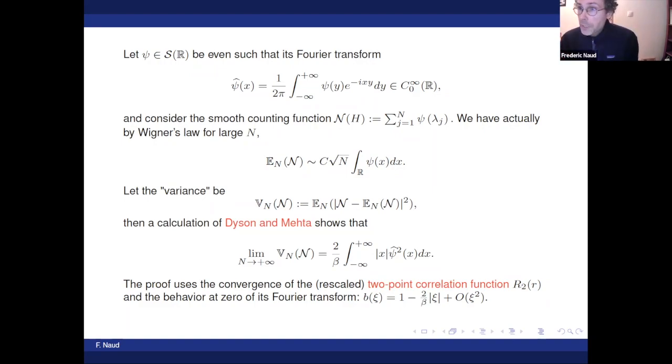So if you want to capture more information and recover the two-point correlation function, you have to rescale your counting function up to Heisenberg time. So you have to multiply lambda j by square root of n. And this is a completely different game. We'll explain why we are very far from being able to do that. We have to content ourselves with that kind of counting instead.